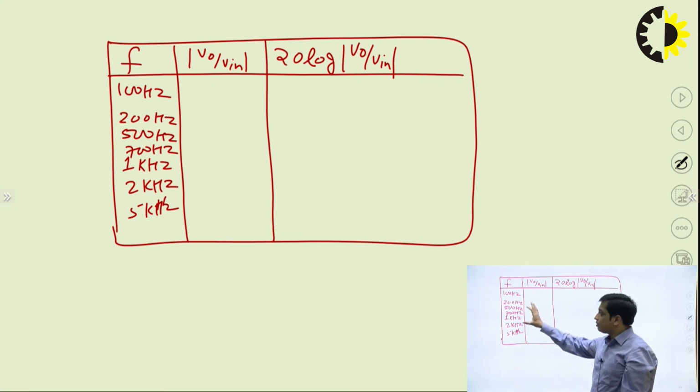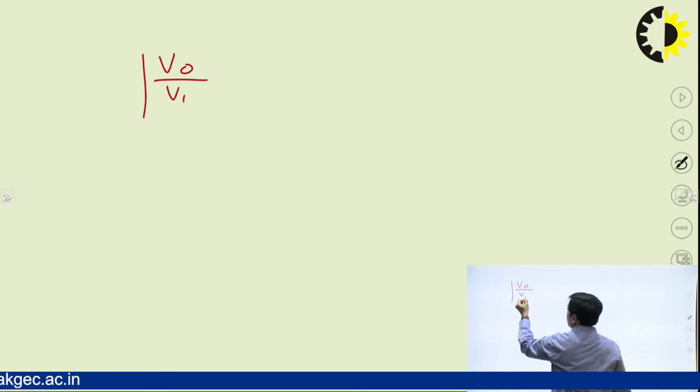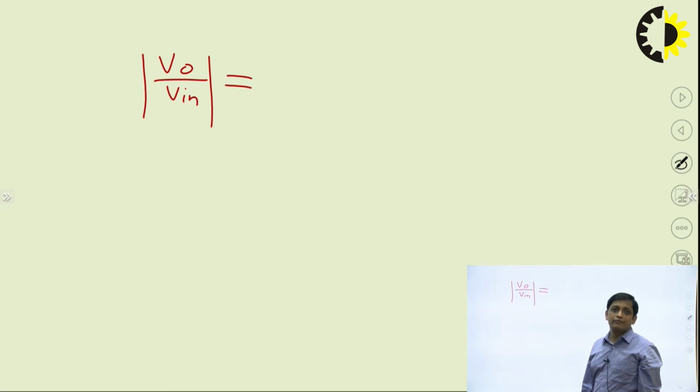Now we know the value of F, we know AF, it is given in the question. We can calculate mod V0 upon V. So the formula for mod V0 upon V, this is the voltage gain, this is the transfer function of the wide band pass filter. That will be the voltage gain of the first order high pass filter into the voltage gain of the first order low pass filter.